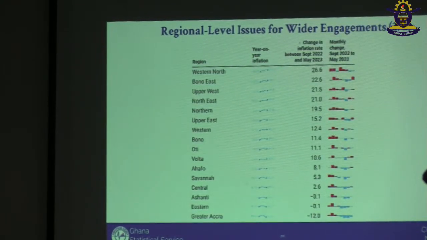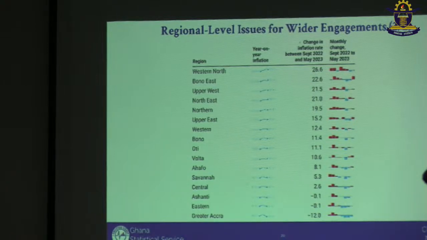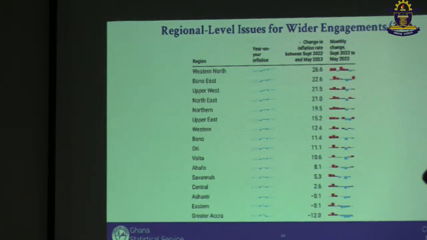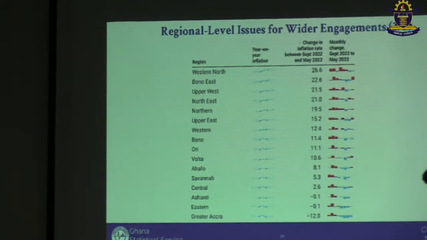We compute the regional variations in inflation since September 2022 and identify the regions that have recorded the highest percentage point change between September 2022 and May 2023. We also look at the year-on-year changes over the period. Since September 2022, the Western North region recorded the highest percentage point increase, rising from 35.9% to 62.5%, which amounts to 26.6 percentage points.